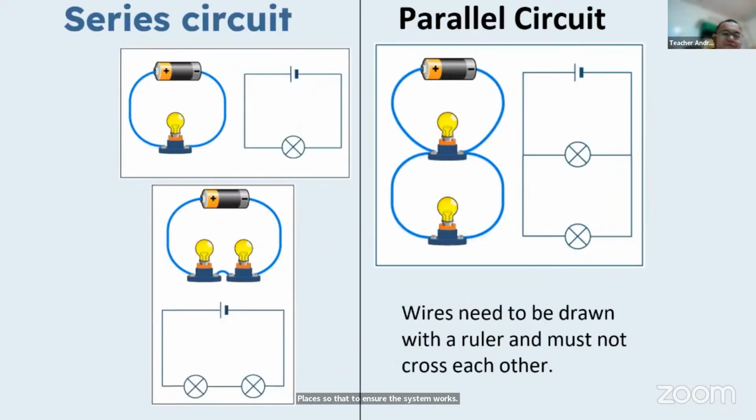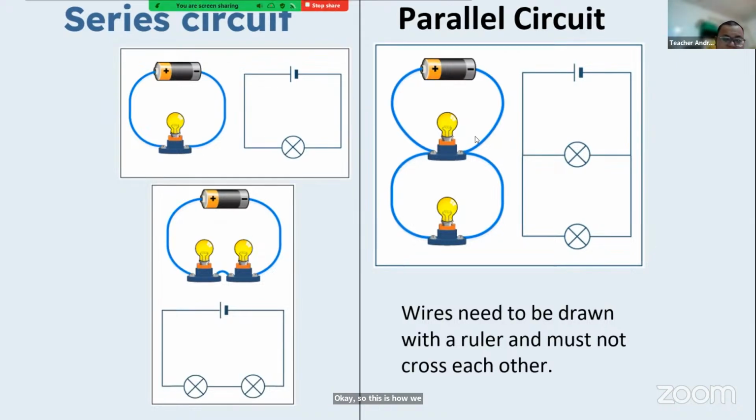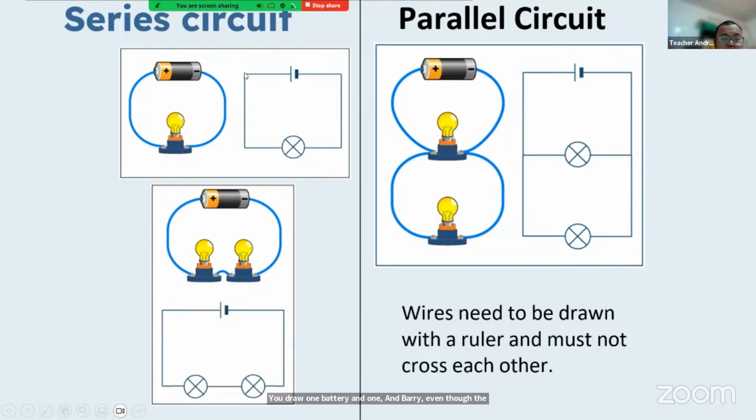Okay, so this is how we draw the circuit. For this series circuit, we have one complete line. You draw one battery and one light bulb. And bear in mind that even though the wire is in a circle, your diagram must use a ruler to draw a straight line. So this is a simple diagram to show a light bulb and a battery. One light bulb, one battery.